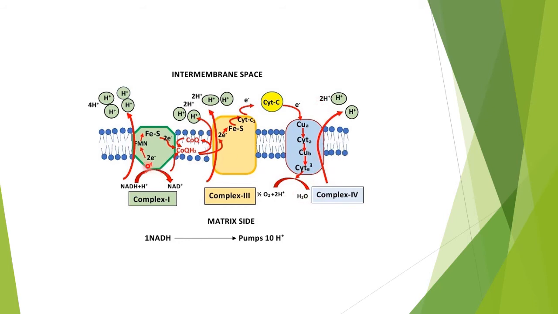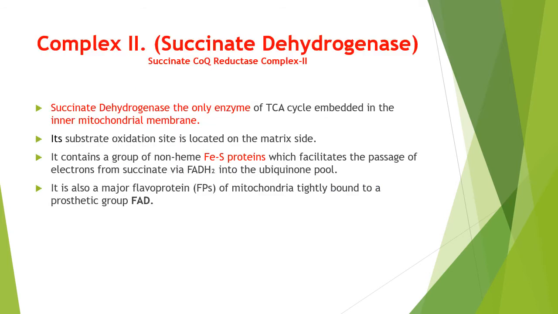So this is when first complex, third complex, and fourth complex are involved. There is one NADH. It will pump 10 protons, 4 here, 4 here, and 2 here. This is when the 3 complexes, that is the first, third, and fourth, are in coordination. We have a second situation where there is the complex second, that is also called the succinate dehydrogenase, or it is called succinate coenzyme Q reductase complex second.